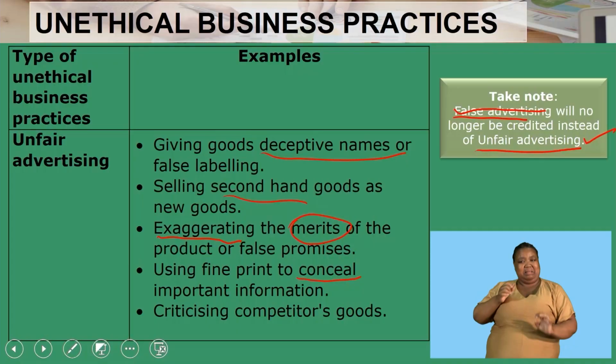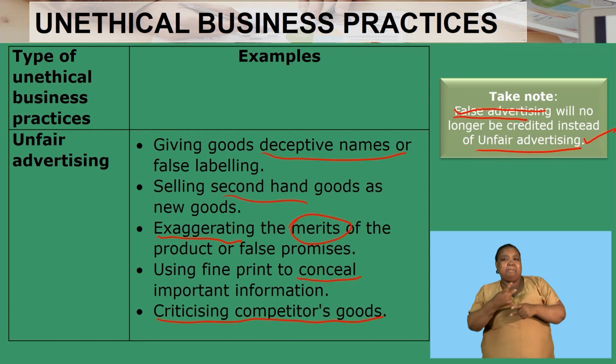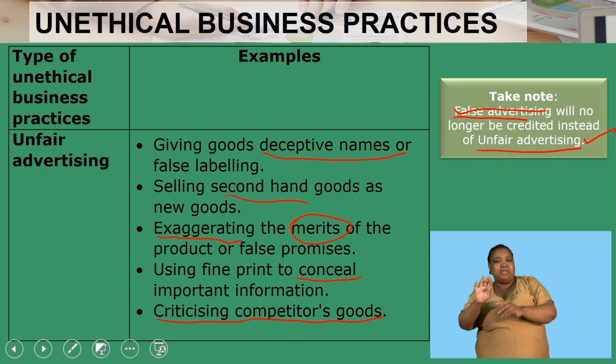Right, the last one is criticizing competitors' goods. Only focus on your product, advertise your product, and do not speak bad about a competitor's product or competitor's good. It is unethical to do so. It's product A, forget product B. You rather call it product B instead of mentioning it and speaking about how bad it is. Just focus on your product. So criticizing competitors' goods is unfair advertising, which is unethical.